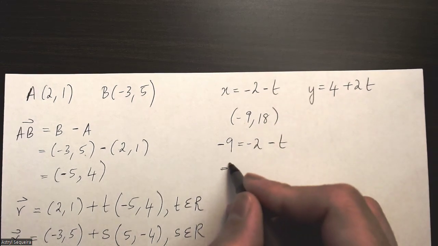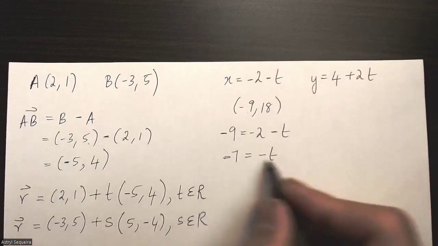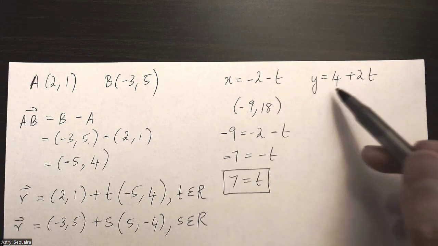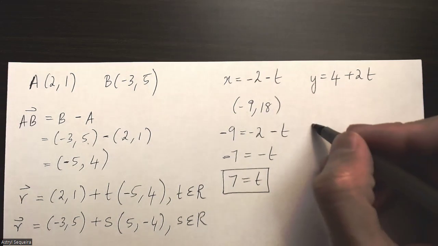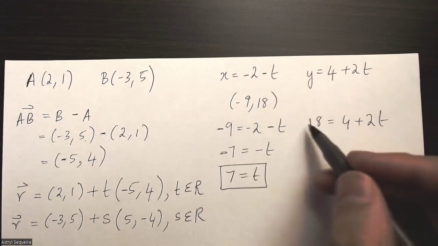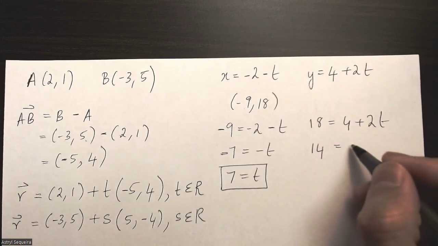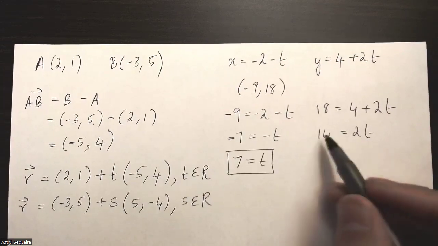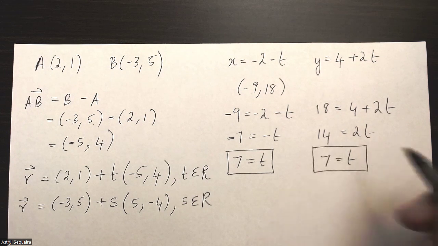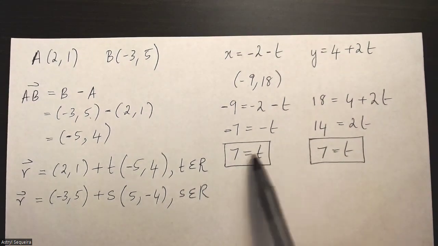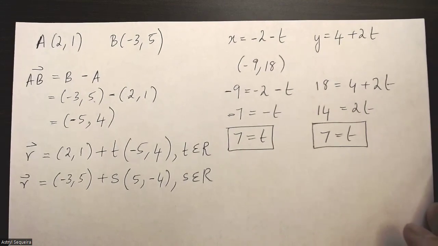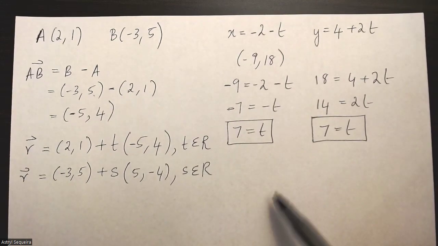I'm going to add 2 on this side. I'm going to divide both sides by -1, so t equals 7. And then I'm going to sub in the y component over here, and we should get the exact same answer for t. So subtract 4 on this side, so 14 equals 2t. And then divide by 2, so 7 equals t. So since the value of t is the same in both calculations, it means that the point (-9, 18) is on the line.